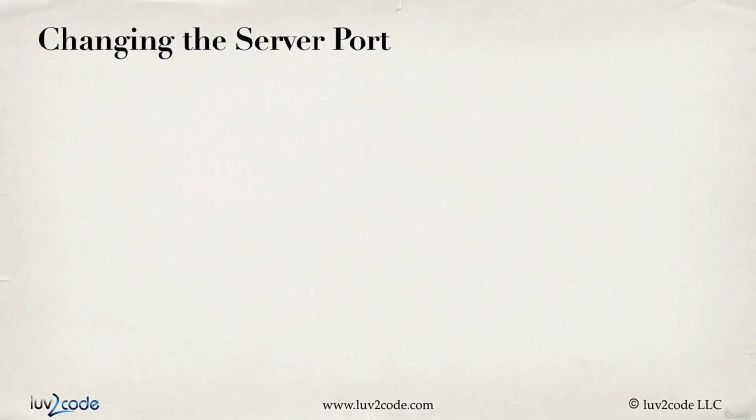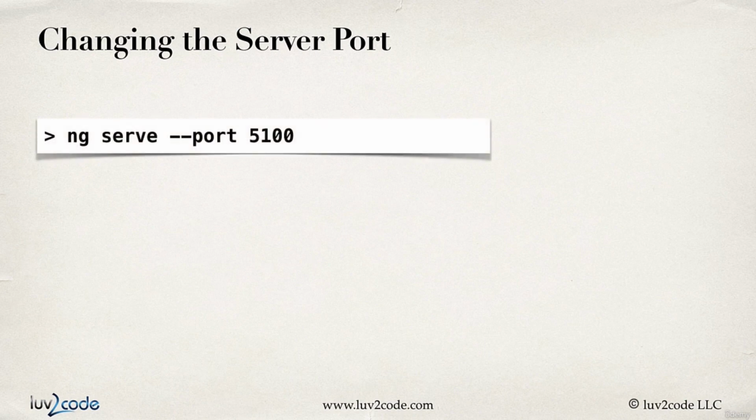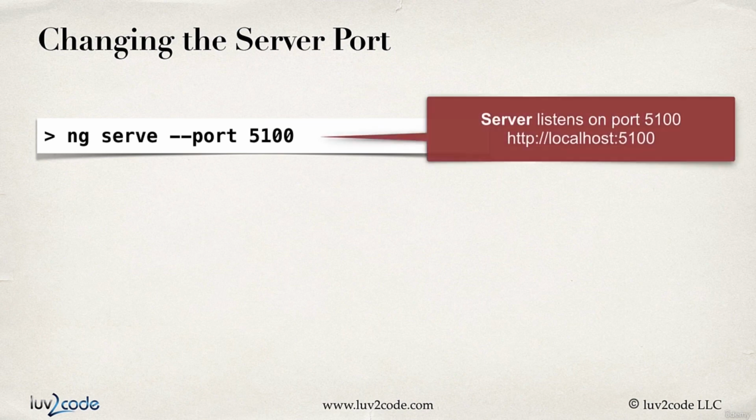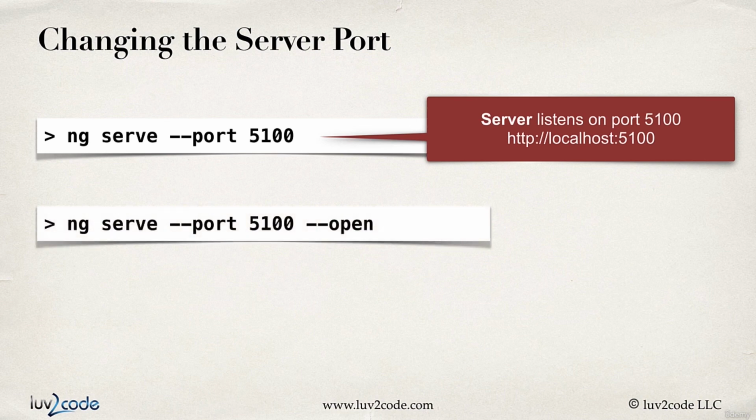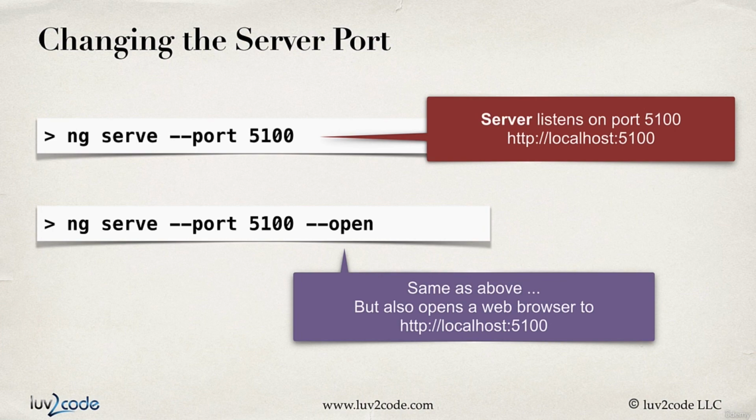Now you can also change the server port. So you could say, hey, I don't want 4200. Can I run it on a different port? The answer is yes. You simply give the port argument and a given value here. So here I could say ng serve --port 5100, and then I can simply go to localhost 5100. Or we could say ng serve --port 5100 --open. So it'll automatically open the browser and go to that given site.